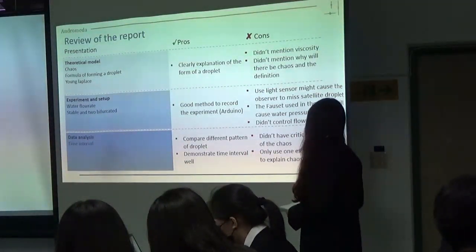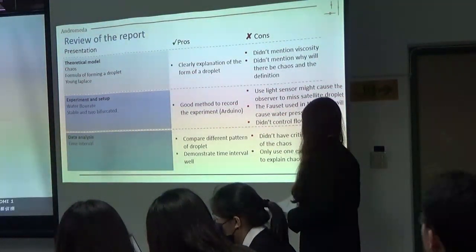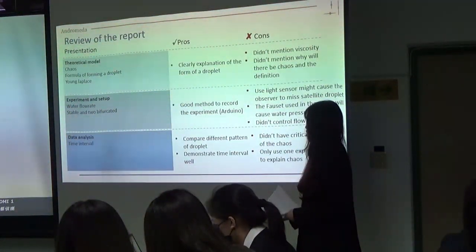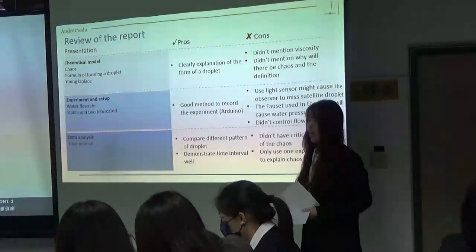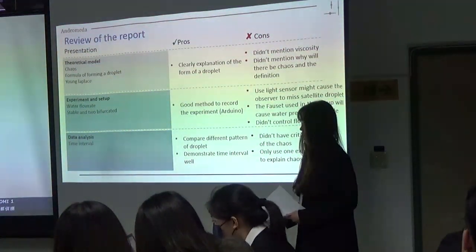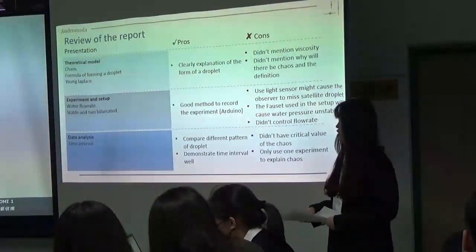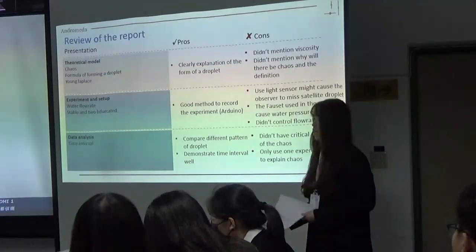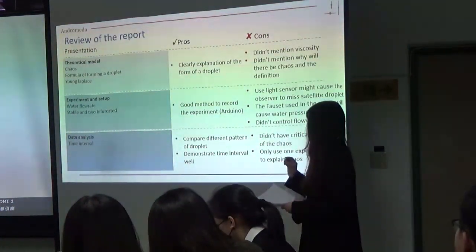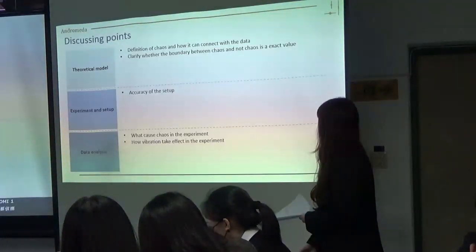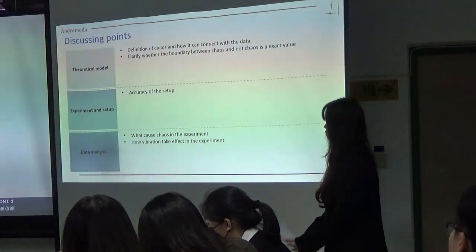And he only used one experiment to explain chaos. I have asked the reporter what the definition of chaos is, and the reporter said that chaos is really sensitive to initial conditions. So I think we need to do the experiment 2 times to prove that if it's really a little change that will cause chaos. And next is the discussion point.